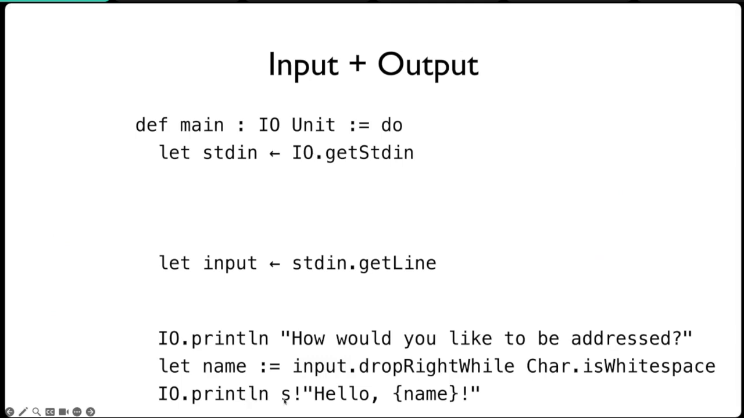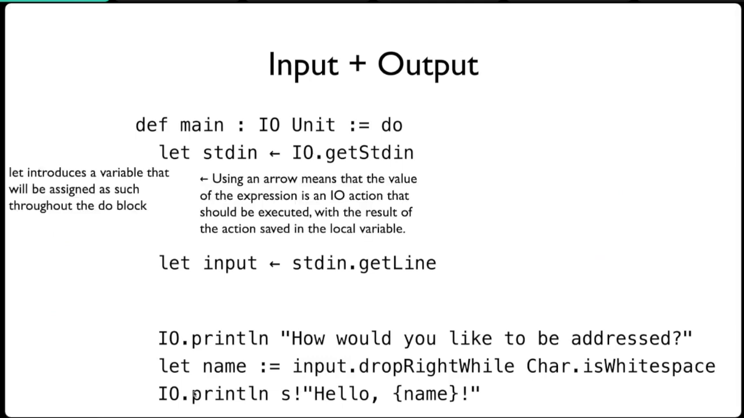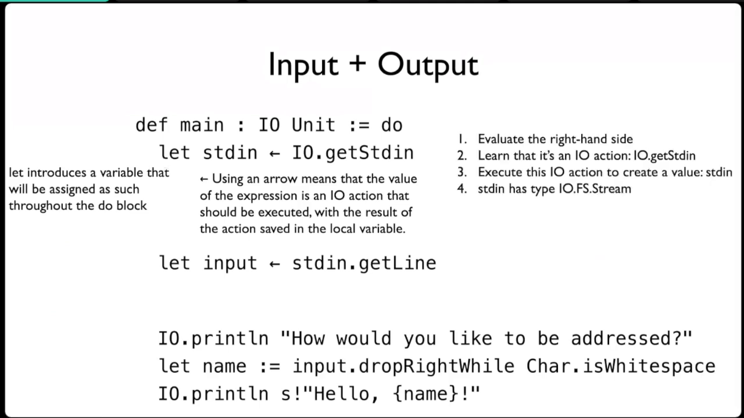And then finally, we do this string, passing a variable into a string where we obtained a value for name and then we passed it into here. And this one again uses IO. So what is happening with all of this IO? Well, here are my comments again. So let introduces a variable that will be assigned as such throughout the do block. The left arrow means the value of the expression is an IO that should be executed.